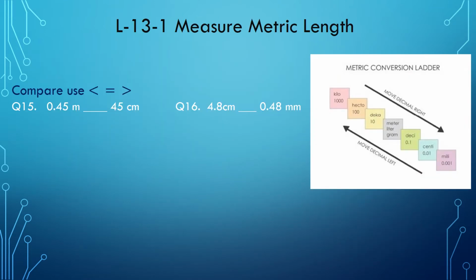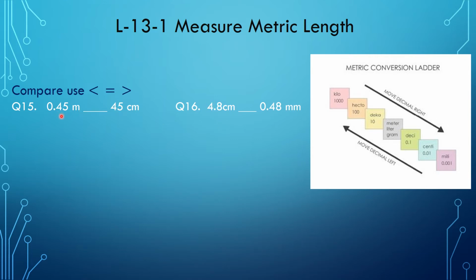Then question numbers 15, 16 and 17 are compare. Compare, use less than, equal to and greater than. In this one, 0.45 meter and 45 centimeter. You can see both have different units. For the comparison, always remember same unit. In this one also centimeter and millimeter, different units. First convert to the same unit.